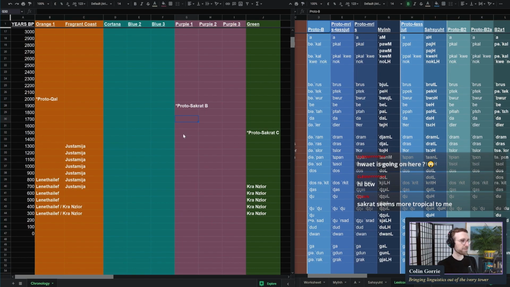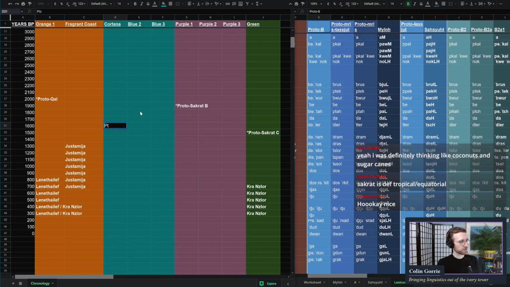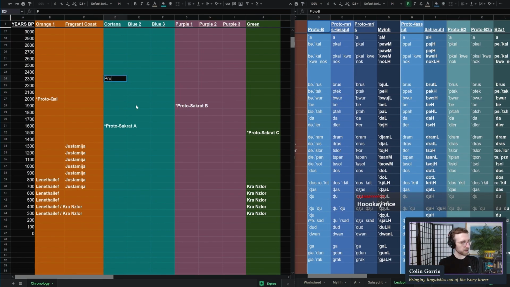And maybe we could have Sakrat B, say we have a migration into this purple region. That's the Sakrat B speakers. And then it just diversifies from there. And then we could have Sakrat A somewhere in this blue region. So we have something a bit later for Proto-Sakrat A. And then Proto-Sakrat itself could be something around here.